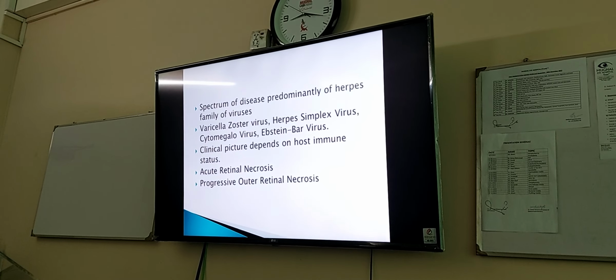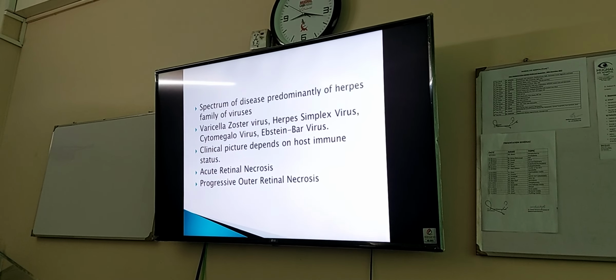However, we can distinguish it from ARN. First of all, it's in immunosuppressed and AIDS patients, whereas ARN is in immunocompetent patients. Secondly, it's rapidly progressive, more progressive compared to ARN. And in this case, inflammatory cells are absent in the vitreous and vasculitis is less prominent, and the posterior pole is involved earlier.